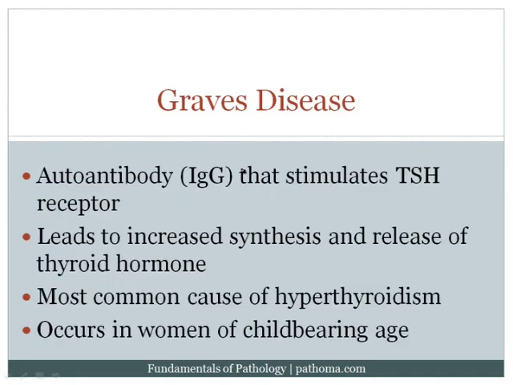blood. The most common cause of hyperthyroidism is Graves' disease. This is where you have an IgG antibody that stimulates the TSH receptor. When you stimulate the TSH receptor, you increase the production of thyroid hormone, and you also increase the release of thyroid hormone. So two things are going to occur: increased production plus increased release. This is the most common cause of hyperthyroidism, as I've already stated, and it classically occurs in women of childbearing age. Again, this is the classic demographic for an autoimmune disease.